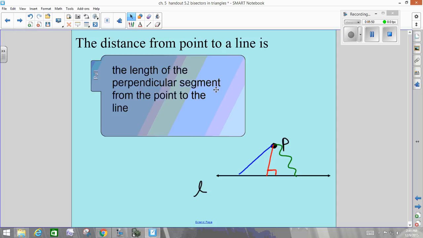The red one. If I was going to measure the distance between my point and my line, hopefully you would line it up so that they make a perpendicular segment, or they make a right angle. That's what the distance is. It's the length of the perpendicular segment. It wouldn't make much sense to measure the blue line because that's not really the distance between them. The distance is always the shortest path. Got it? Cool, flip it over.